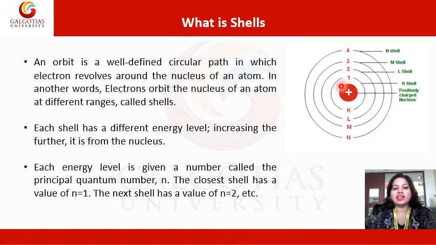Each energy level is given a number called the principal quantum number, that is n. The closest shell has a value of n equals 1. The next shell has a value of n equals 2 and so on.